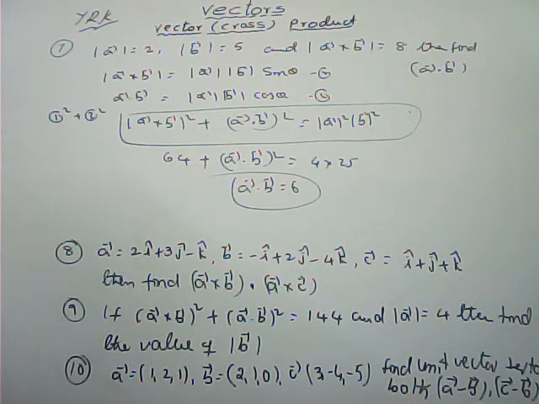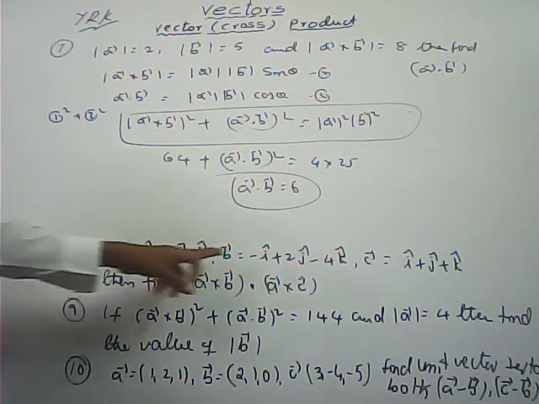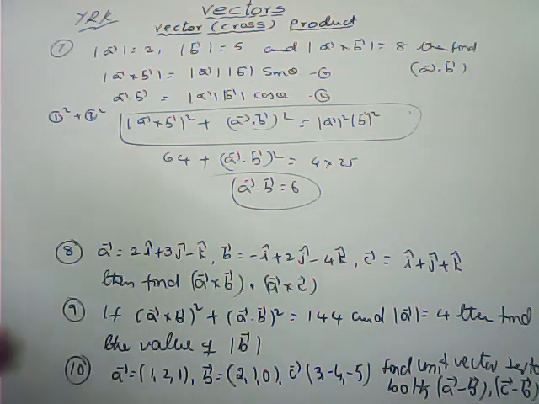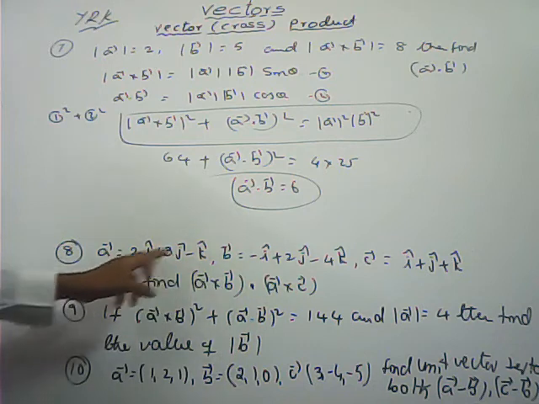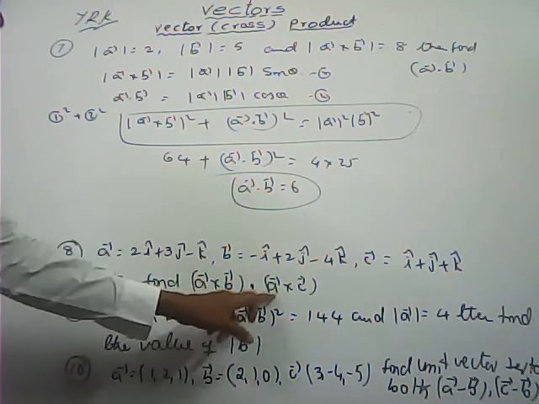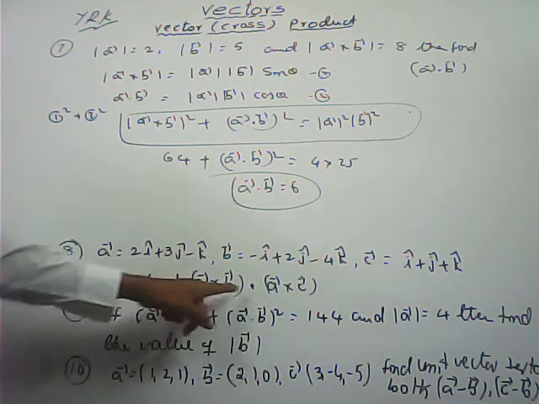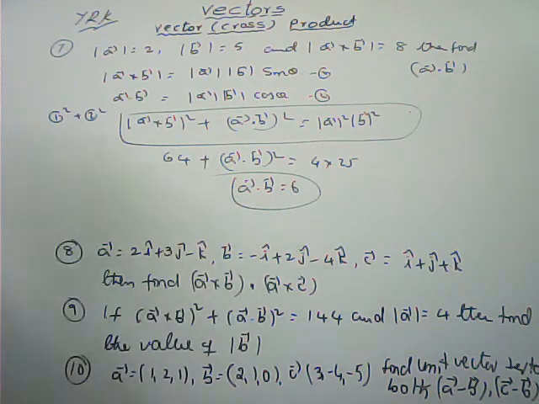The same related problems, one more is given, the 9th one. The 8th and 10th you can also do in the previous way. A bar, B bar, C bar, 3 vectors are given. First find A bar cross B bar, then find A bar cross C bar, then find the dot product of these two vectors.